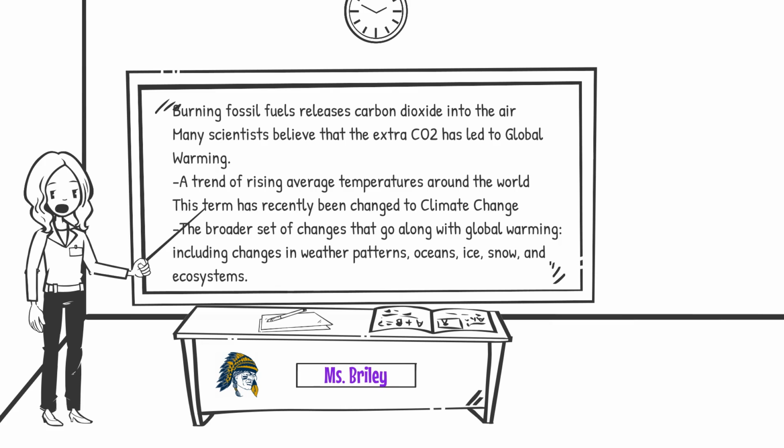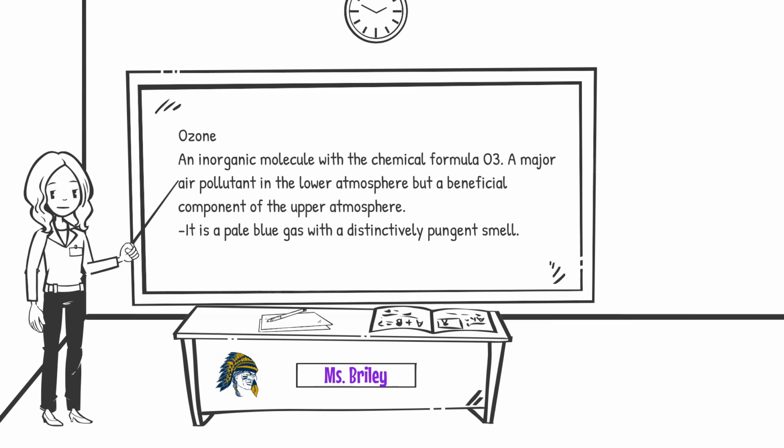Burning fossil fuels releases carbon dioxide into the air. Many scientists believe that the extra CO2 has led to global warming, a trend of rising average temperatures around the world. This term has recently been changed to be called climate change. It is a broader set of changes that go along with global warming, including changes in weather patterns, oceans, ice, snow, and ecosystems.